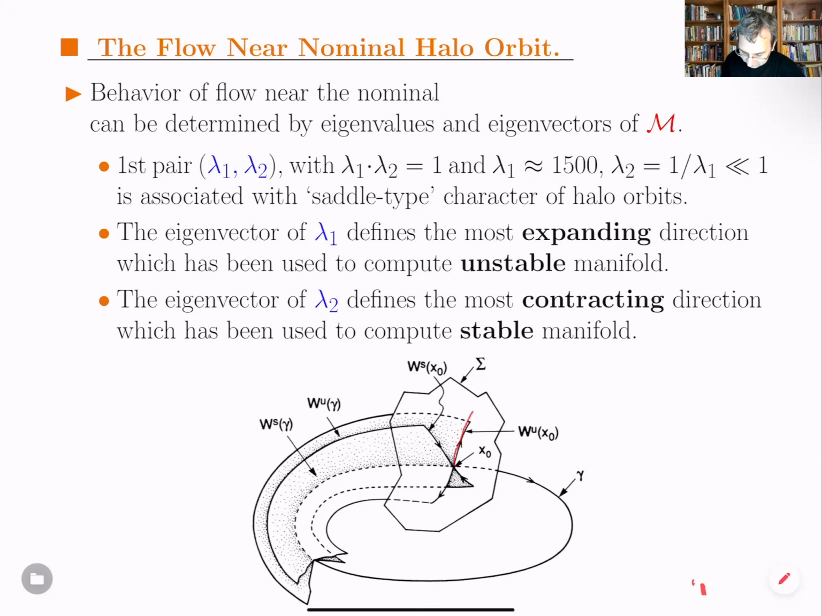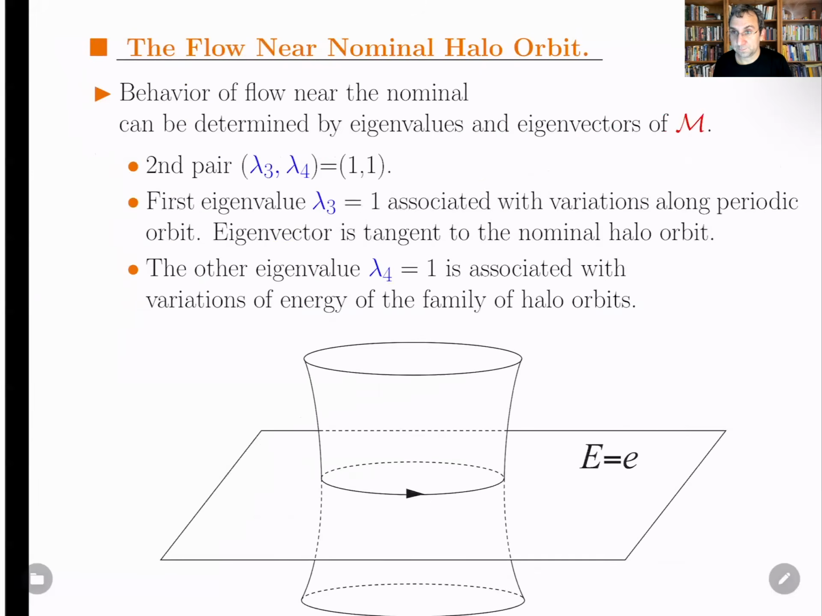So there's a direction along which things are leaving, and that's going to be related to the eigenvector that belongs to the eigenvalue lambda1. And then there's a direction along which things are approaching. So that's a contraction or stable direction, and that's going to be the eigenvectors corresponding to the eigenvalue lambda2. So that's similar to what we had before for the Lyapunov orbits.